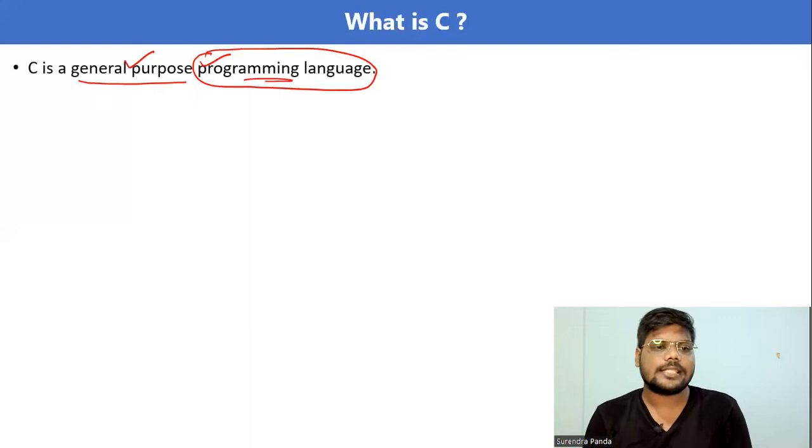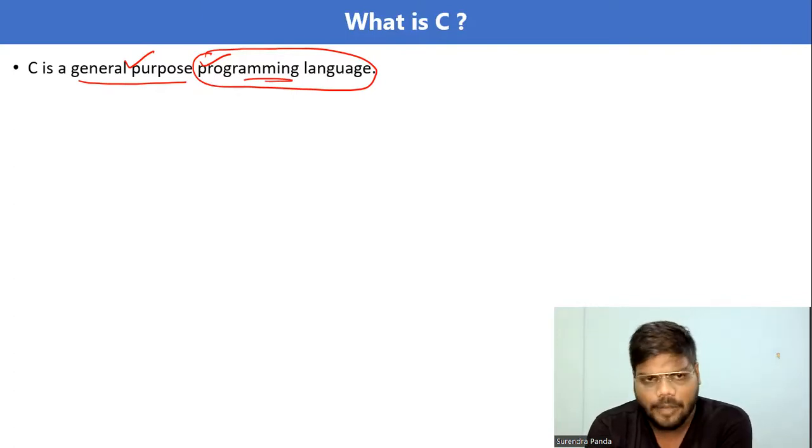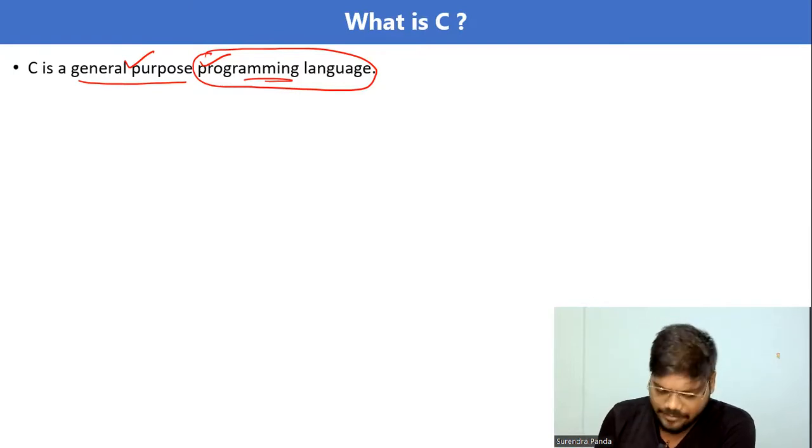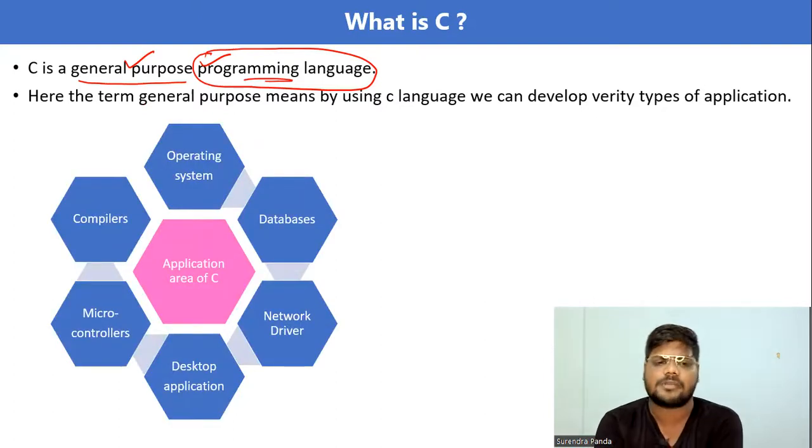Next, what is C? C is a general purpose programming language. General purpose means what? By using C language, we can develop a variety of applications. Operating systems you can develop, databases you can develop, right? You can develop device drivers, network drivers, games, right or not. Compilers you can develop, microcontrollers you can develop, desktop applications, all these things.